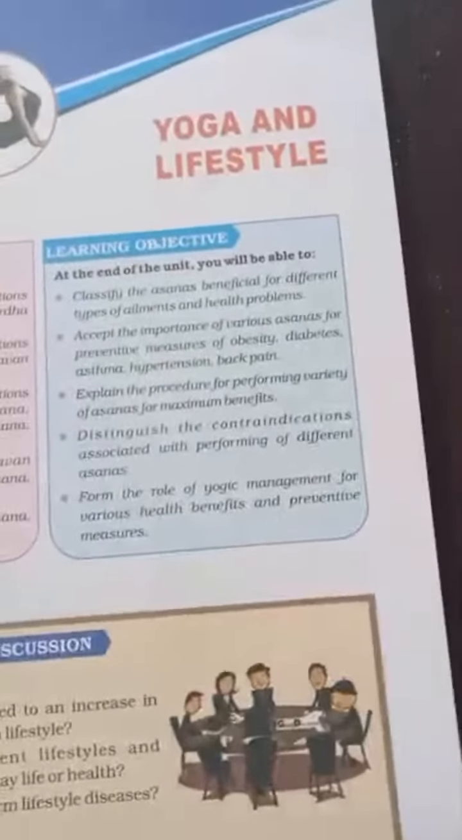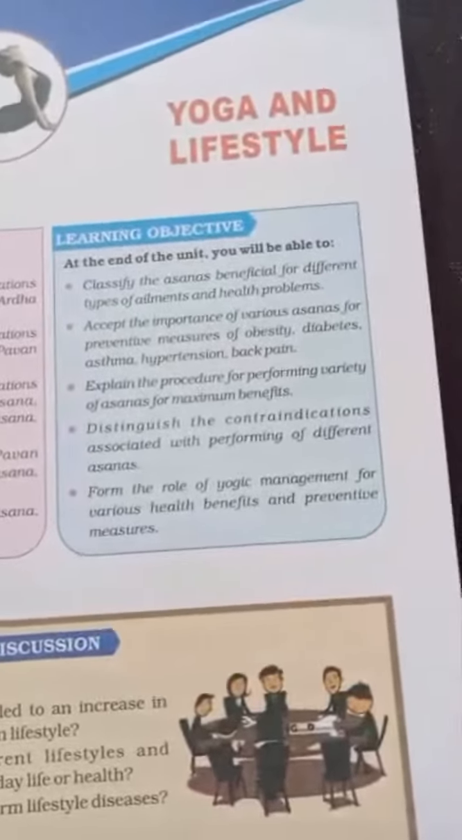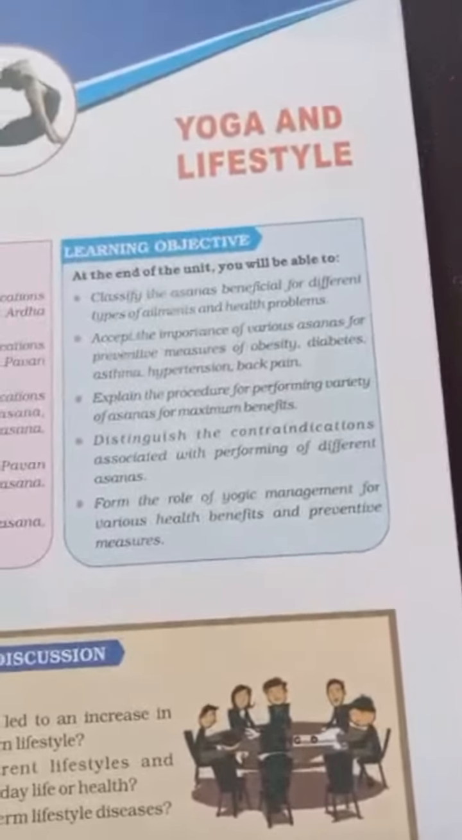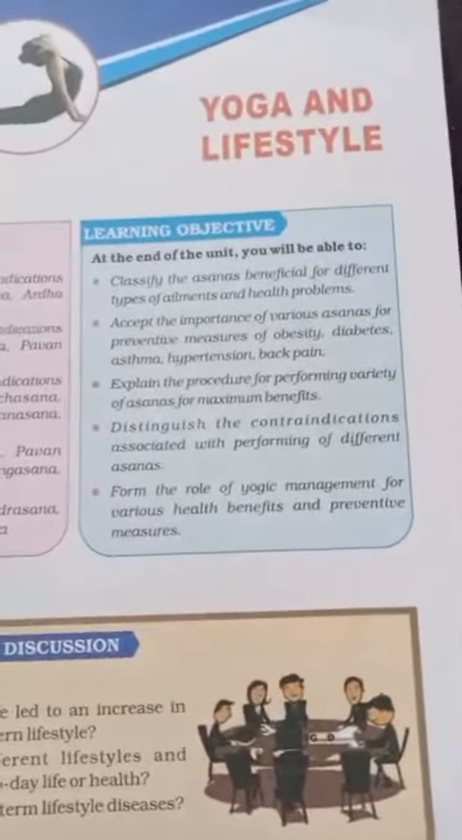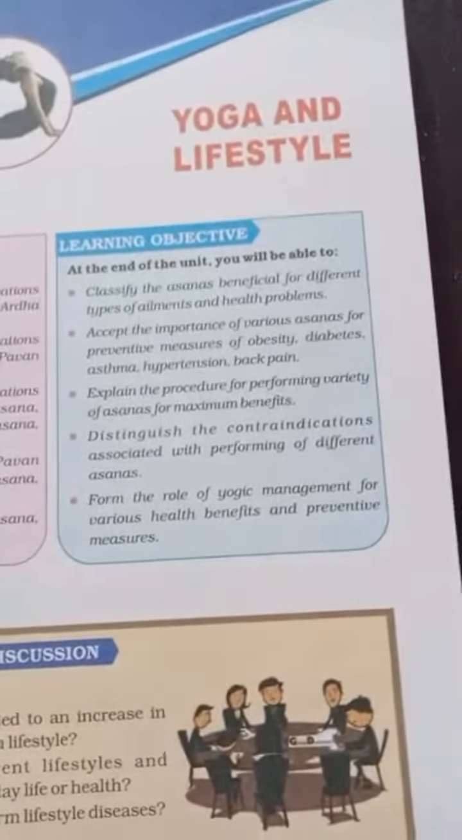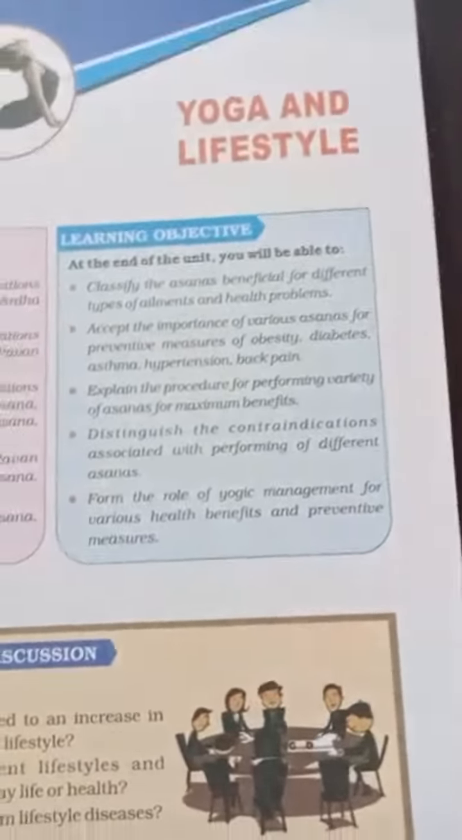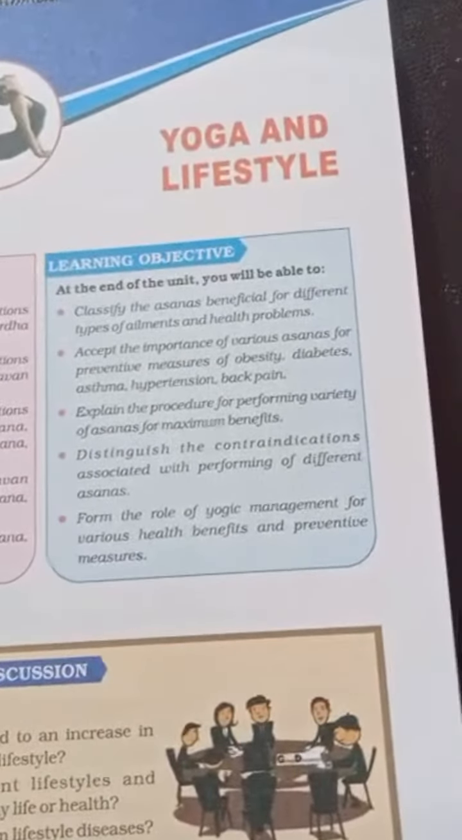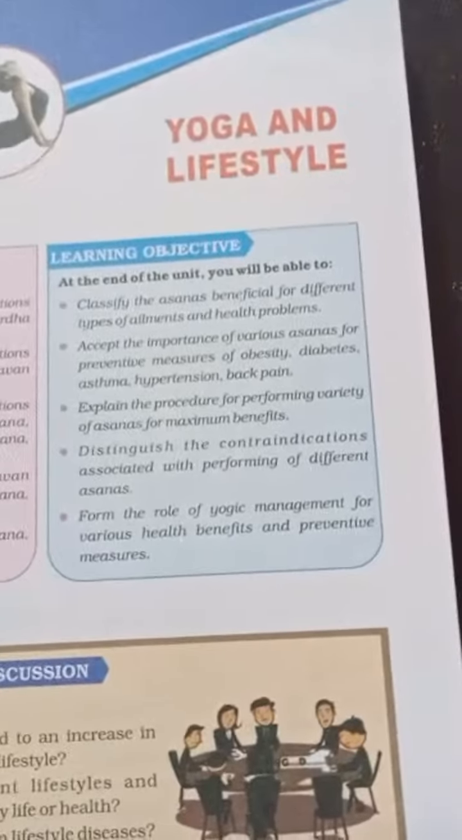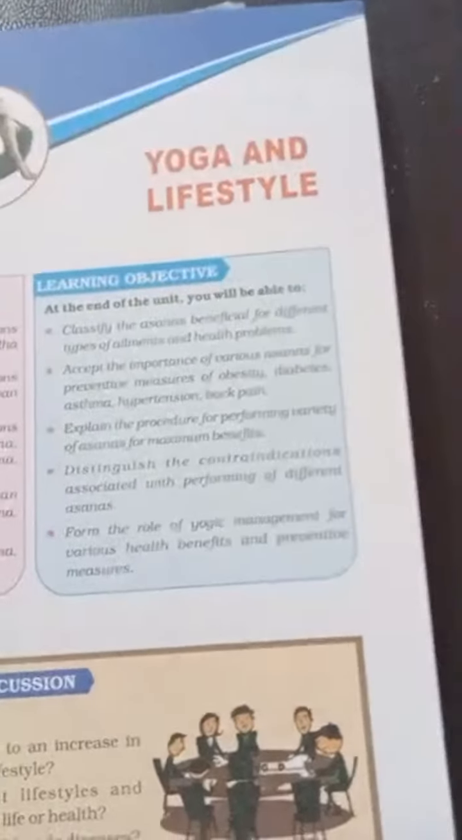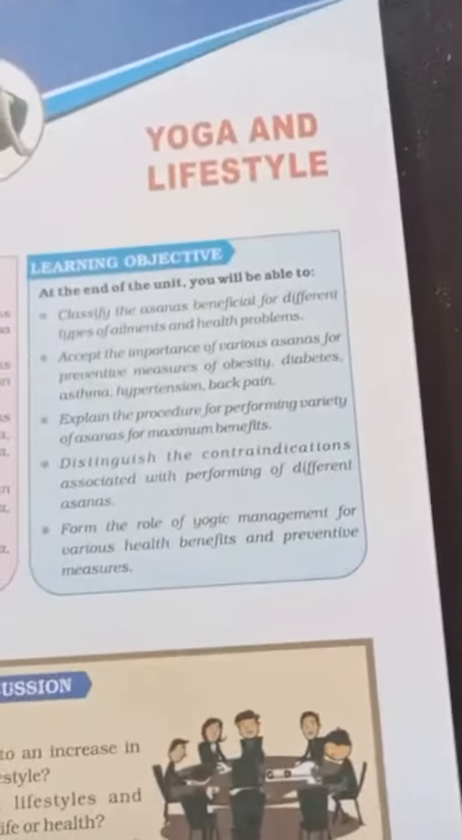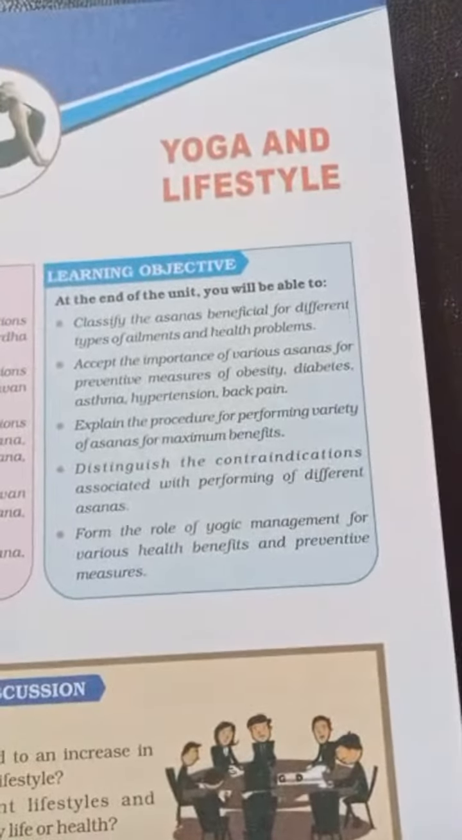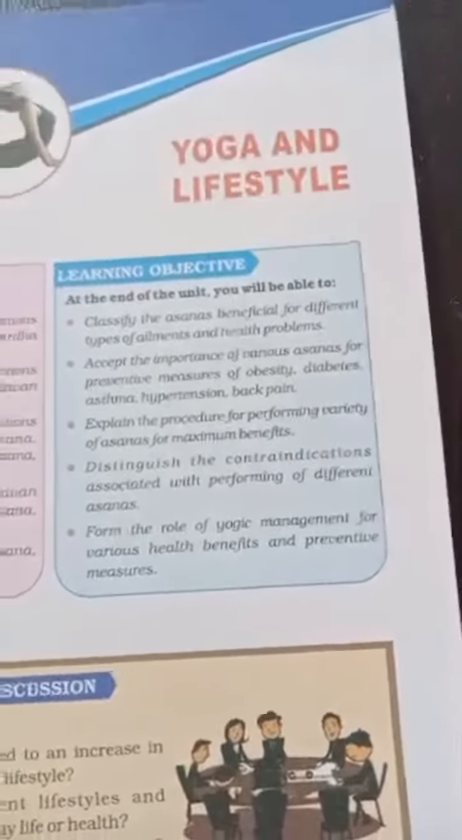By the end of the unit, we will be able to know how to classify the asanas beneficial for different types of ailments and health problems. And then we accept the importance of various asanas for preventive measure of obesity, diabetic, asthma, hypertension, back pain. Then we will be knowing about the procedures for variety of asanas, and then distinguish the contraindications associated with performing of different asanas, form the role of yogic management for various health benefits and preventive measures. So this is what we are going to discuss in the topic.